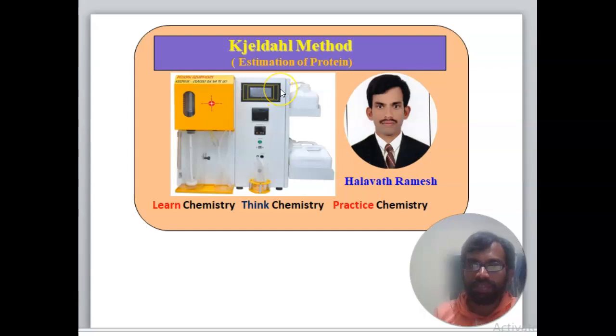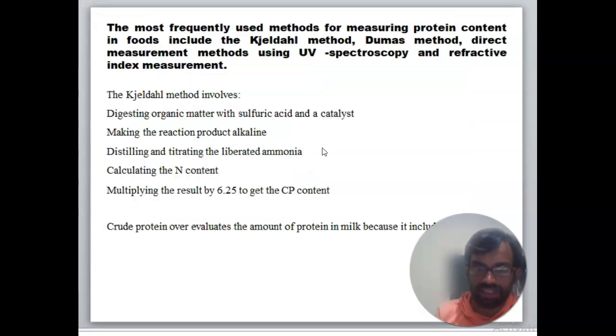Everybody, myself Ramesh. Especially today we will talk about a very general topic, the Kjeldahl method, the estimation of protein. There are many methods for estimating protein from organic or inorganic substances. The most frequently used methods for measuring protein content in food include the Kjeldahl method, the Dumas method, and direct measurement methods using UV spectroscopy and refractive index measurement.